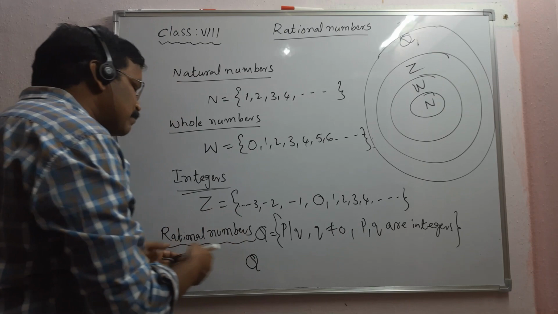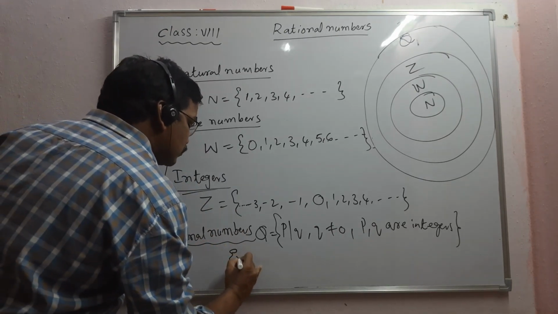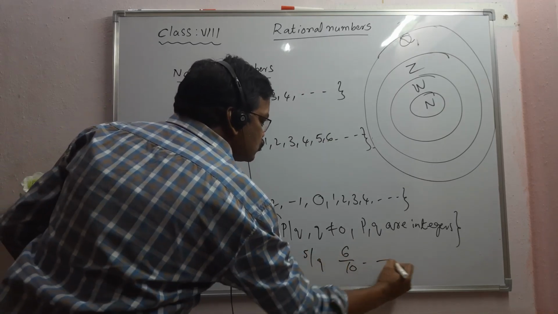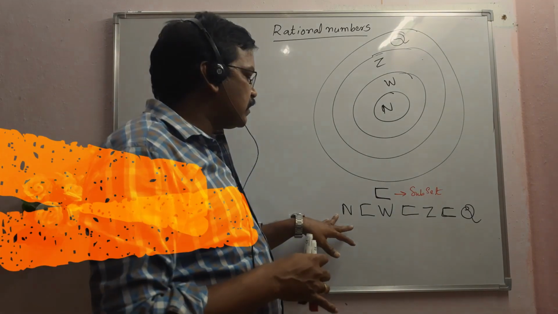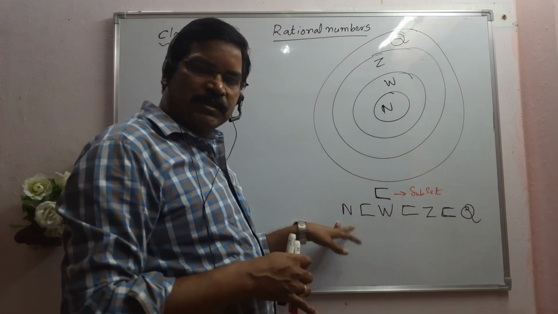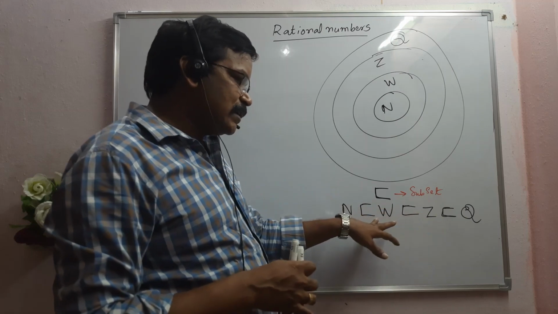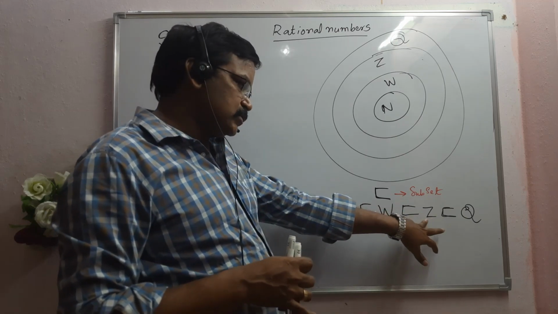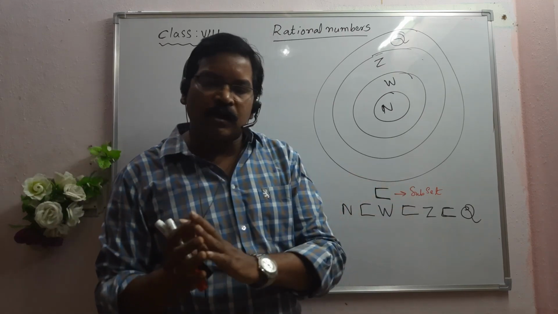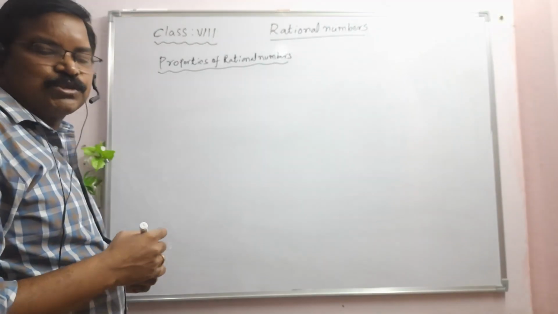Understand, students? Rational numbers are nothing but fractional numbers. For example, 2 by 3, 5 by 9, 6 by 10 and so on. These all are rational numbers. See here, the natural numbers are part of whole numbers, so we can say natural numbers are a subset of whole numbers. Whole numbers are part of the set of integers, so whole numbers are a subset of integers. And integers are a subset of rational numbers. Subset means it is a part of another big set.